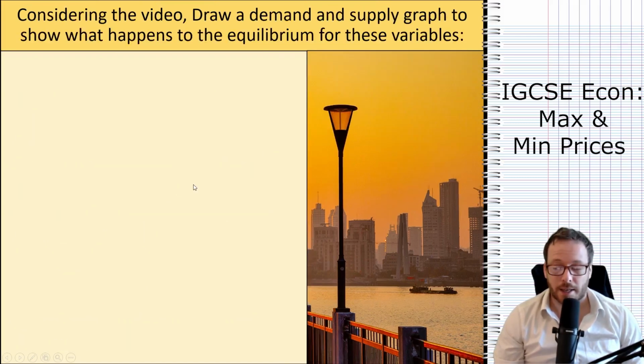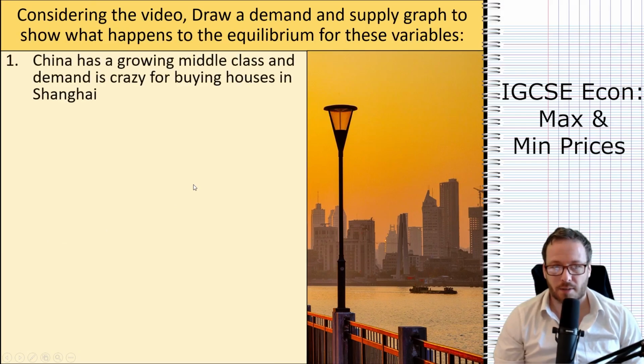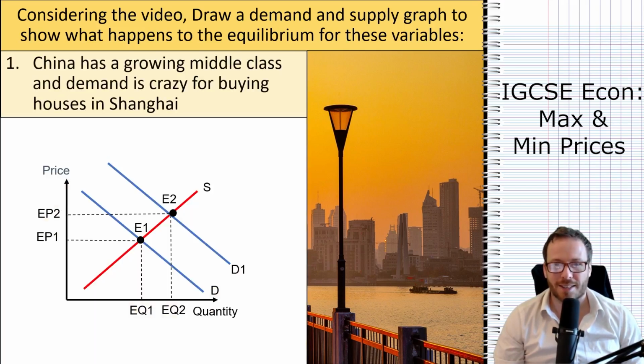Now, let's draw a demand and supply graph for these 5 scenarios, okay? Well, we'll start with number 1. China has a growing middle class and demand is crazy for buying houses in Shanghai. So pause the video and try and draw the graph. Did you get a graph like this?